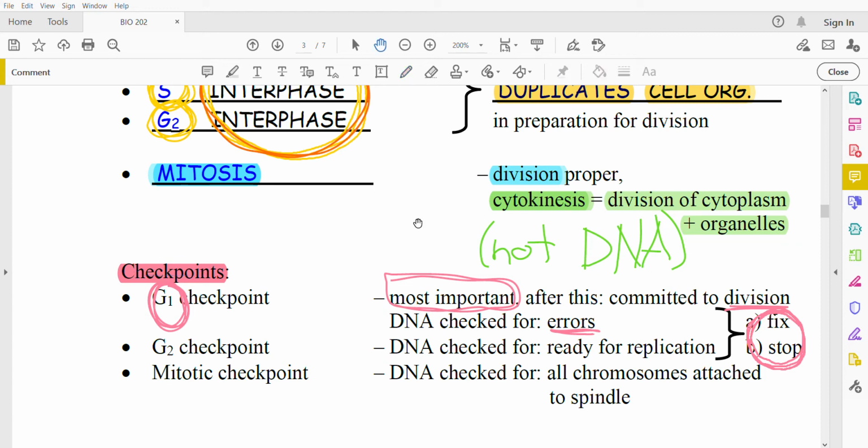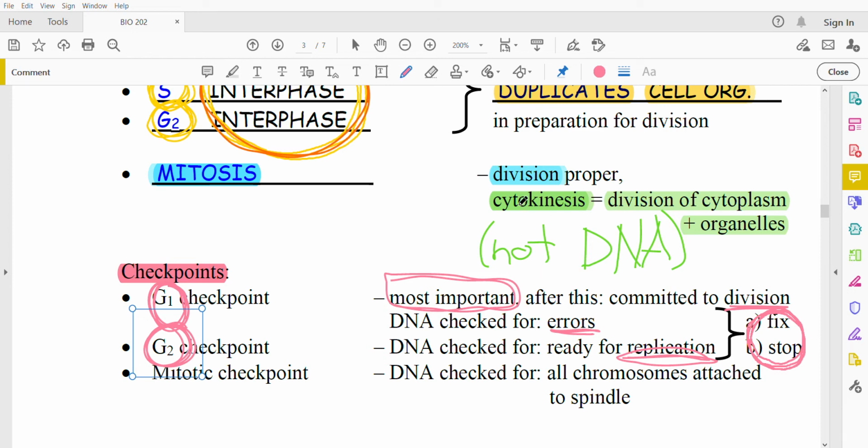Okay, let's have a look at the next checkpoint. The next checkpoint is known as the G2 checkpoint. During this checkpoint, the cell is verifying that it is ready for DNA replication. Is the DNA correct? That there are no errors in that. DNA can be replicated. We can make 2 copies of that.